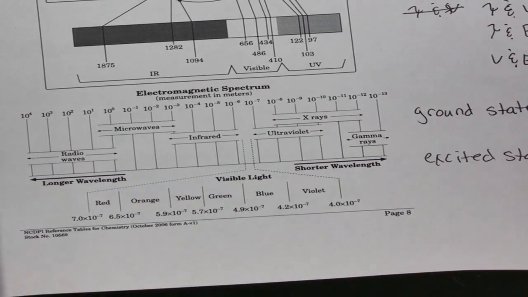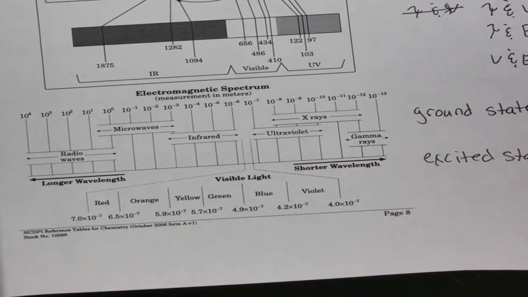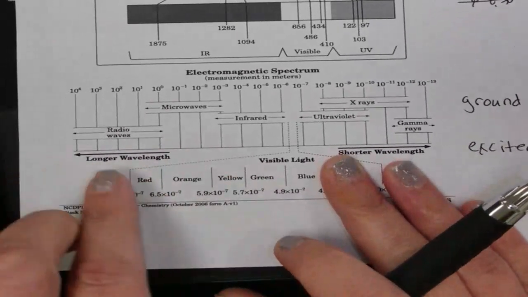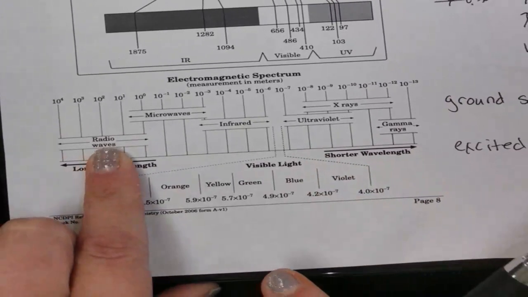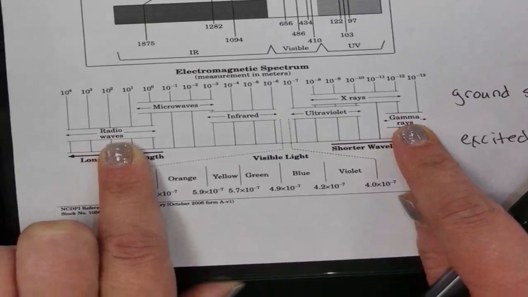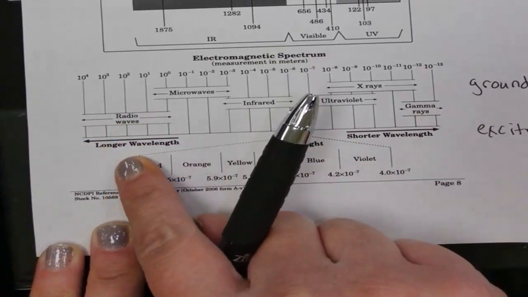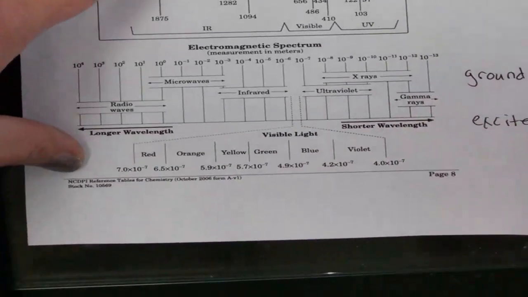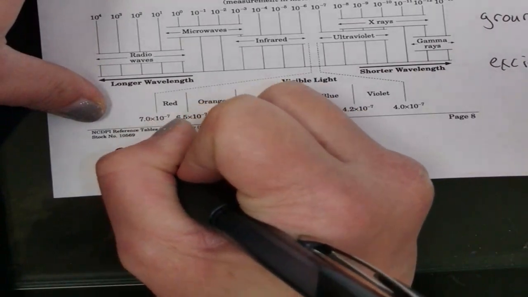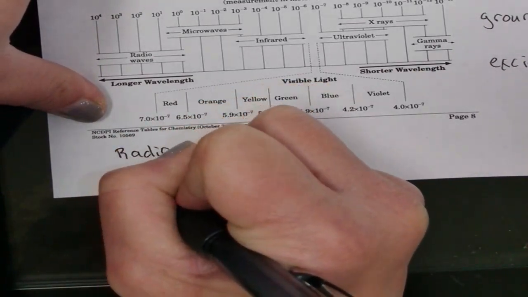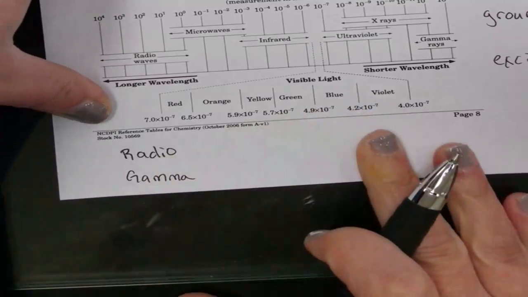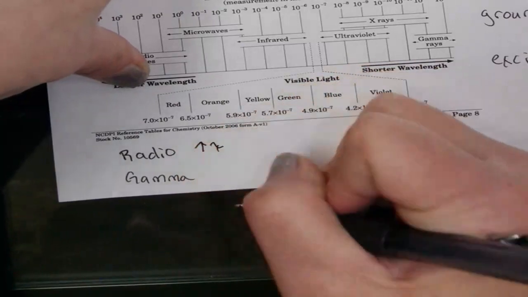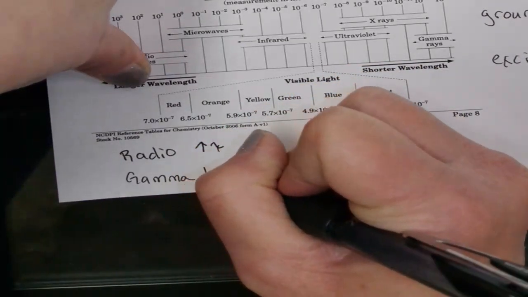So let's take a look here, and let's try and decide what is happening. Let's look at a radio wave and a gamma ray. Radio waves have a longer wavelength. Gamma rays have a shorter wavelength. So if I'm comparing a radio and a gamma, what can I determine here? The radio wave has a longer wavelength, which means the gamma is a smaller wavelength.